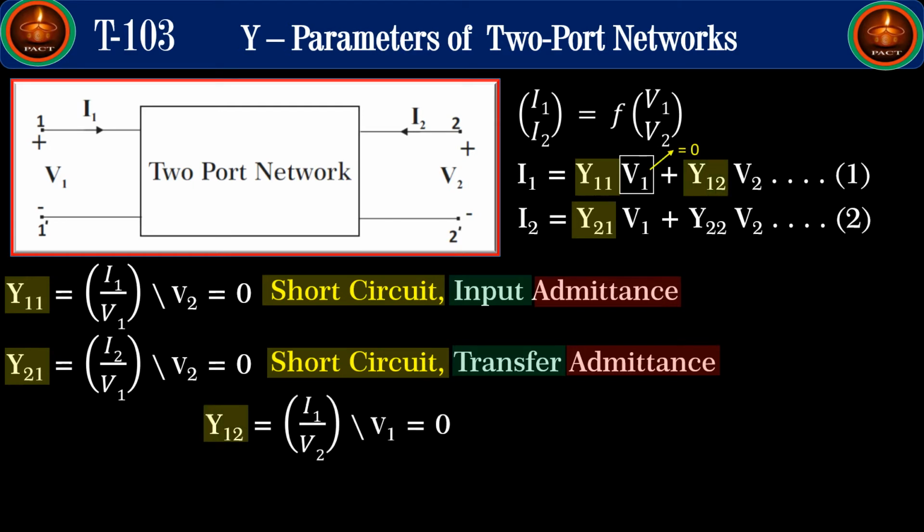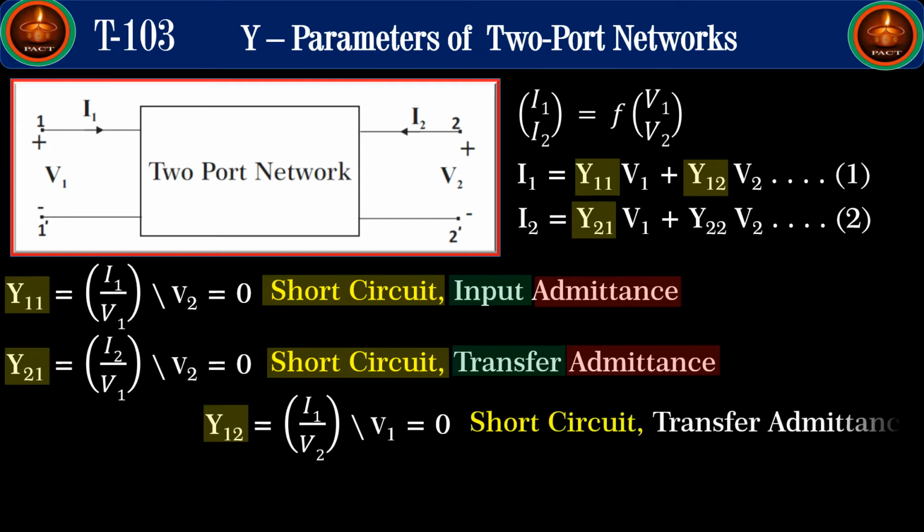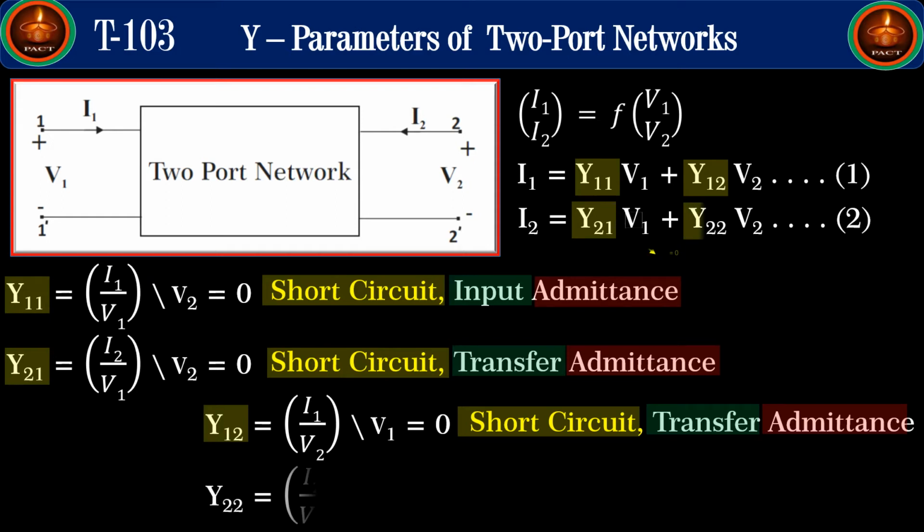Similarly, Y12 is equal to I1 upon V2 when V1 is equal to 0. V1 is equal to 0 meaning the input port is short circuited. Therefore, we also call this as a short circuit parameter. This also is called as transfer parameter because it is a ratio of current I1 at the input port to the voltage V2 at the output port. And this is called as admittance parameter because it is a ratio of I1 current to V2 the voltage.